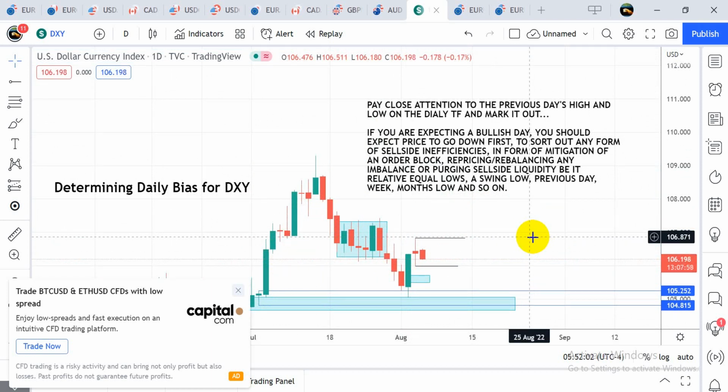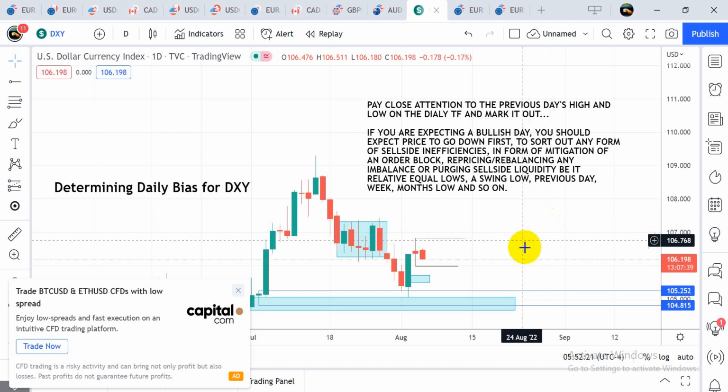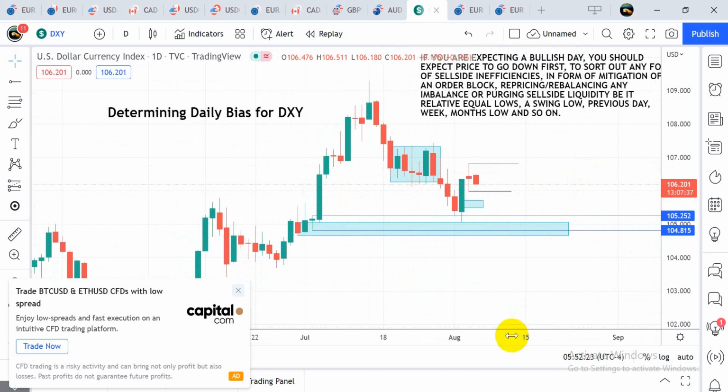Okay, and for a bullish day, what are the rules? You should expect every form of sell side inefficiencies, every form of sell side imbalance, every form of sell side liquidity to be sorted out first, to be handled first before we can actually look for buys. Okay, and that is what we are expecting in dollar index. Now let us pay attention to what we have here.